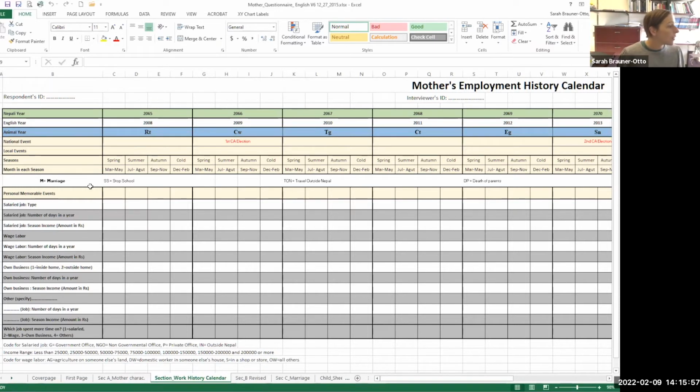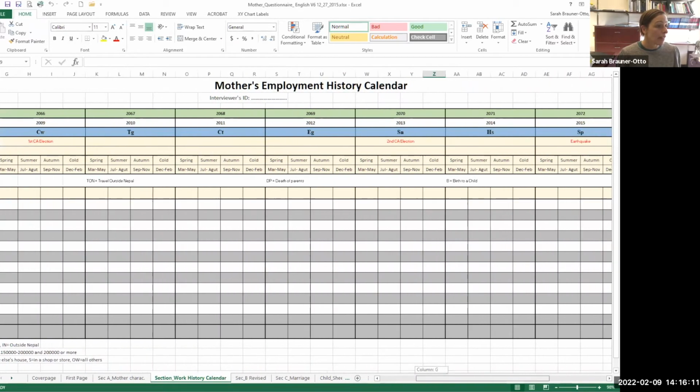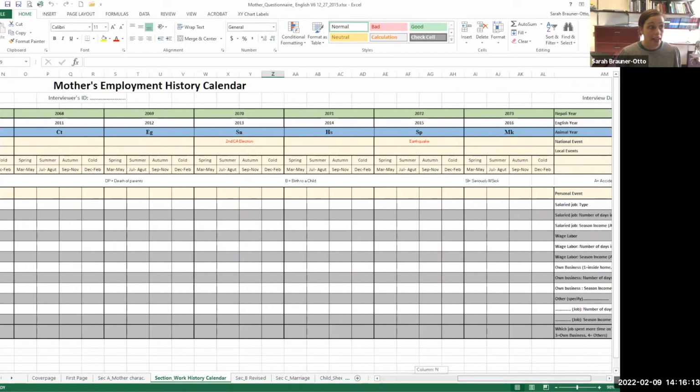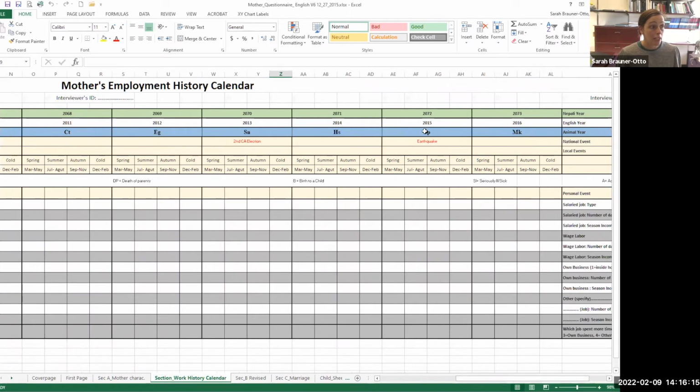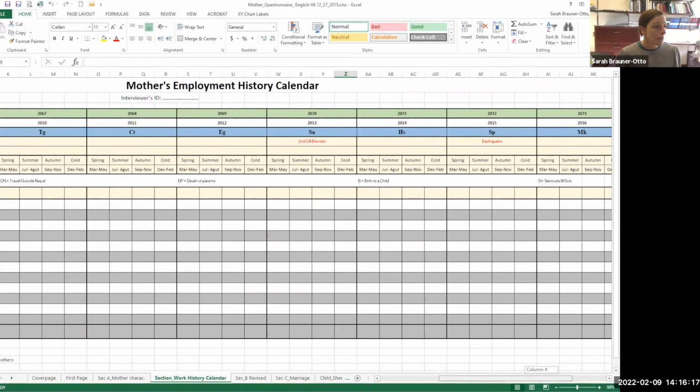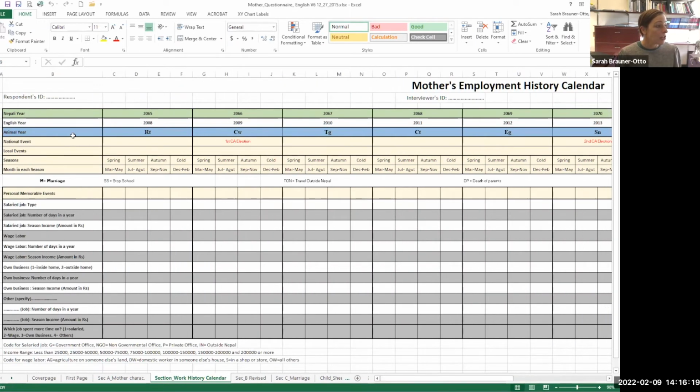Okay, so the next section that I think is important to point out with the calendars is some of the pre-filled timing events that we put in. We have national events. You can see the first election, the second election. You have the earthquake that happened in 2015. And then you have the local events that would have been pre-filled before the interviews as well.